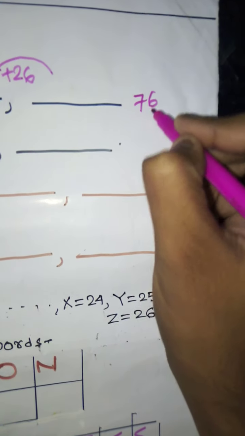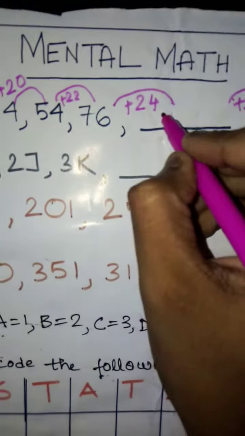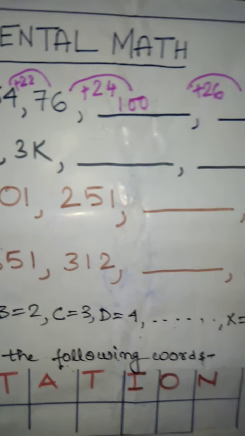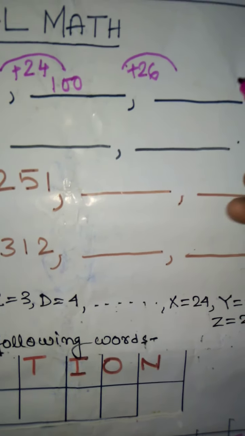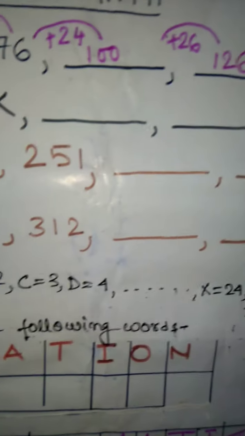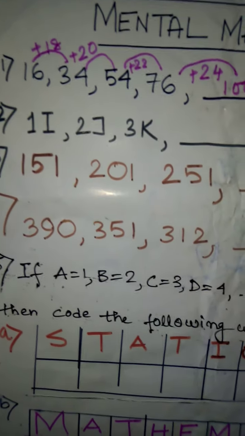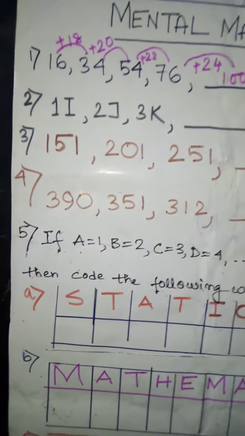So we find out how much it will come out. We add it, we get 100. So the number here would become 100. Now after this, the next number after 100 is increased by 26, so it will be written as 126. So clearly it is an increasing order series. Now we move to the next question.